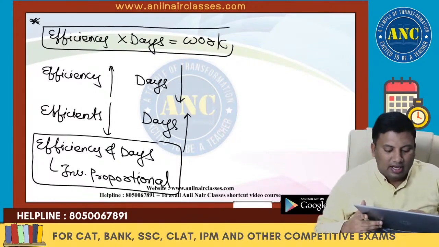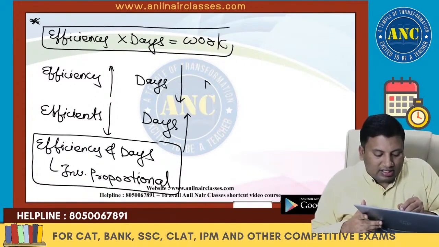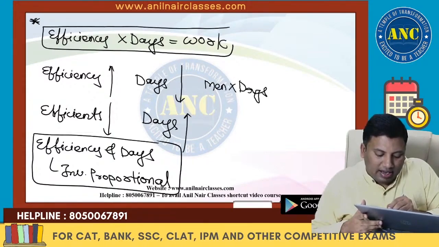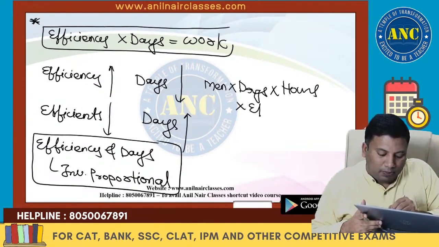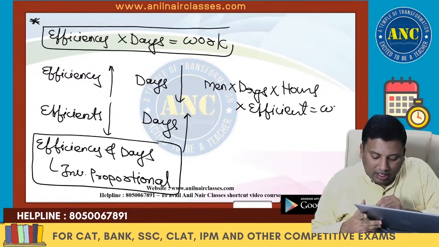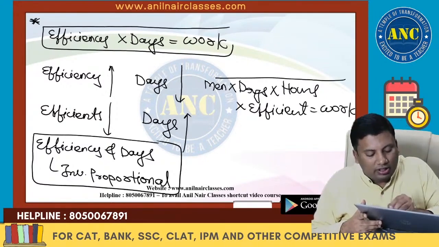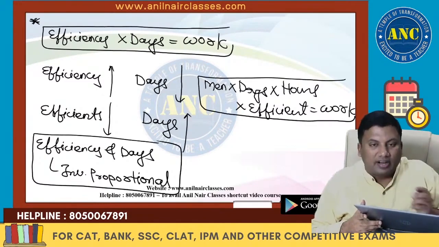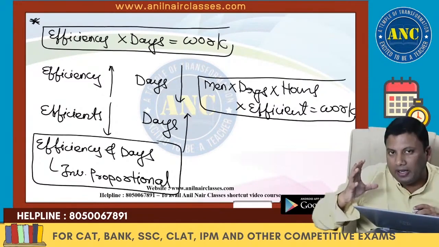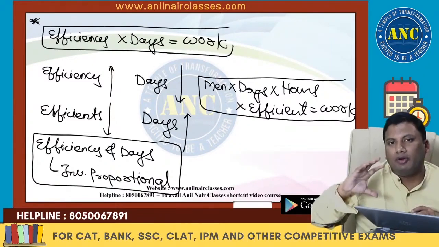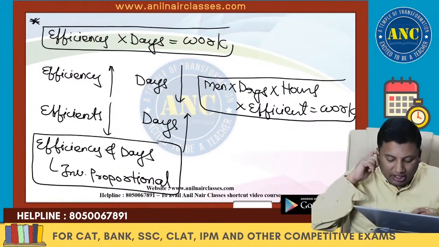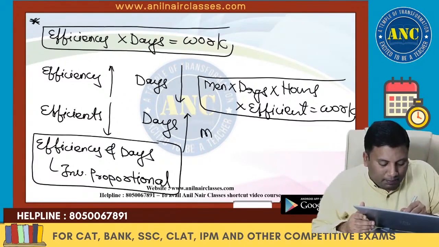Now see here. There are certain people who work for some days. Every day they work for some hours and give me an output of some units, that will result in total work. Are you all with me? Men into days into work hours into efficiency. Say 8 people work for 20 hours and give me 30 units. That will give me total work.